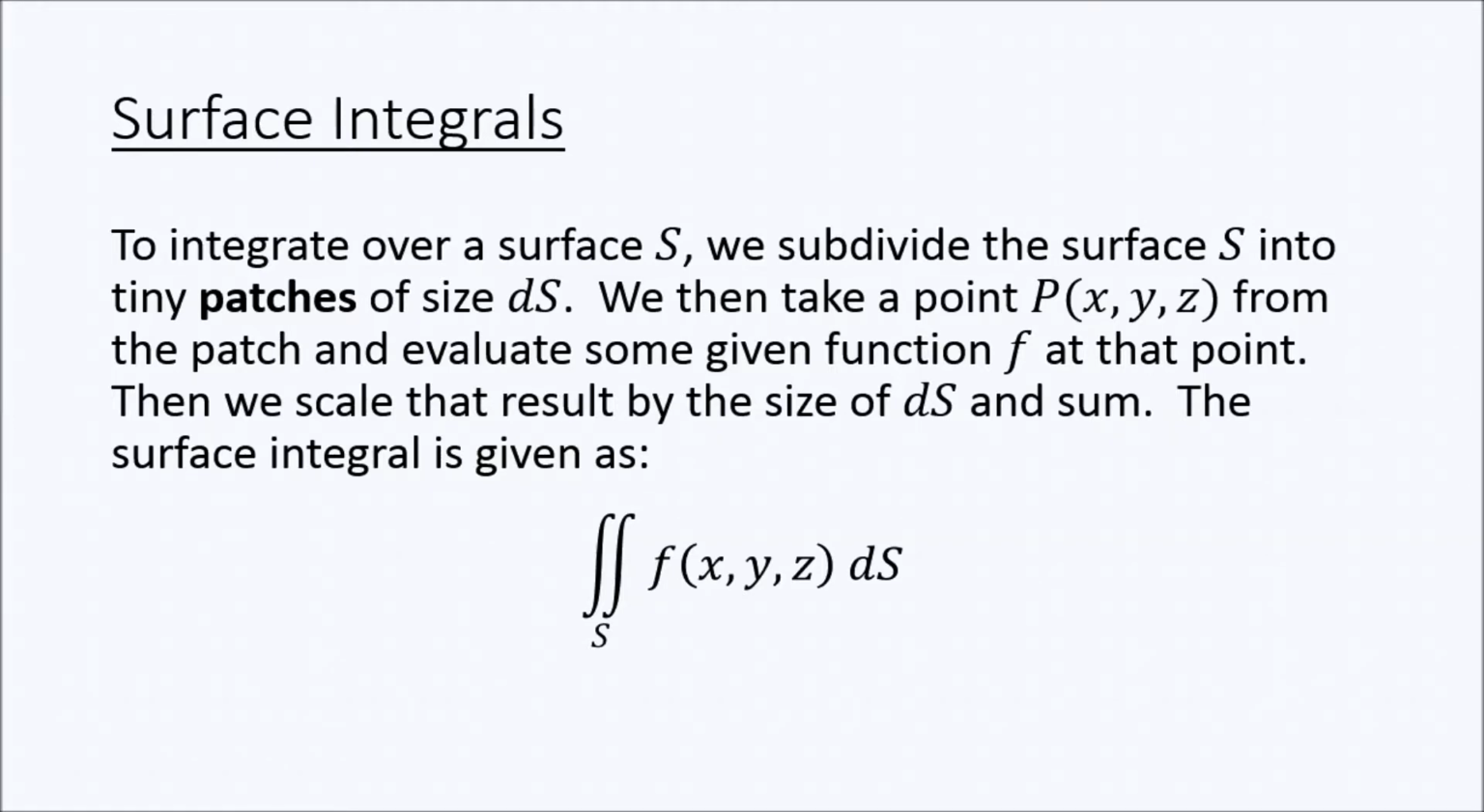Then what we're doing is taking a point from that tiny patch, evaluating it in our function f, and then we scale that result by the size of our patch dS, and then we sum. And so our surface integral is given as the double integral over our surface of our function f, and then dS.